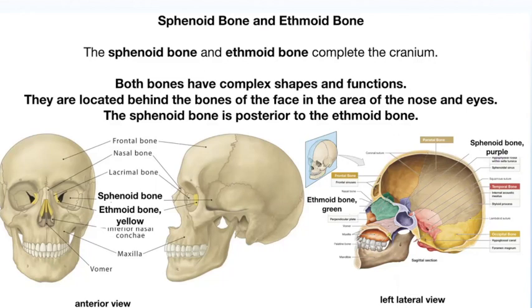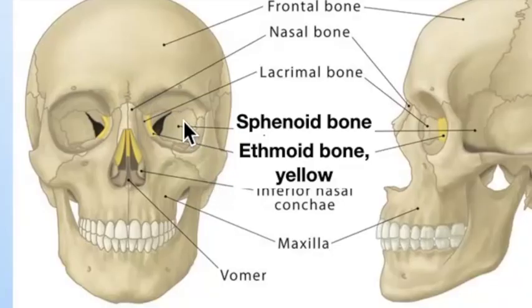Both bones have complex shapes and functions. They're located behind the bones of the face in the area of the nose and the eyes. The sphenoid bone is posterior to the ethmoid bone. So we can look down here, and if we look at the sphenoid bone, it's colored in tan, and then the ethmoid bone is colored in yellow.